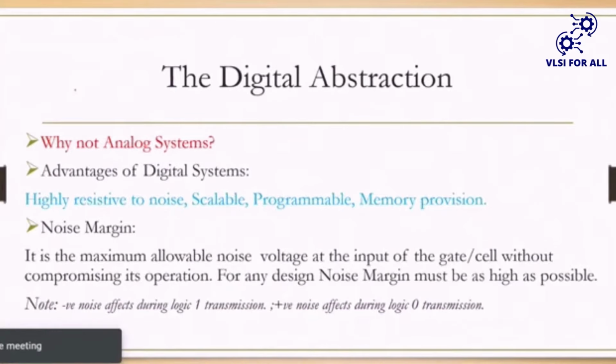Why? Because if you see the analog signal nature, it is quite oscillatory. 0, 1, 2, 3, 4, 5, 6, 7, 8, 9, 10. 9, 8, 7, 6, 5, 4, 3, 2, 1, 0. Minus 1, minus 2, minus 3, minus 4. Like that, it is quite oscillatory. Whereas in digital, the signal you take is either logic 0 or logic 1.